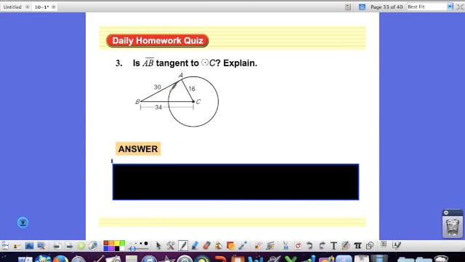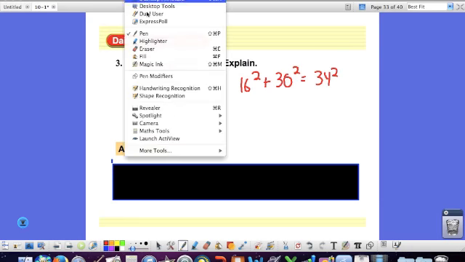Is AB tangent to circle C? So in that case, that would need to be a 90-degree angle. This would need to be the radius. Oh, this whole thing is 34. So that's pretty easy to check. 16 squared plus 30 squared equals 34 squared. Let's see if that works.